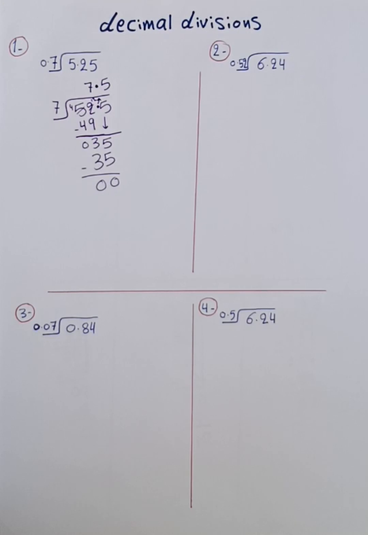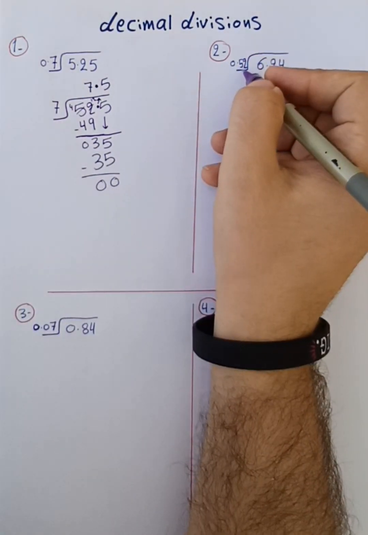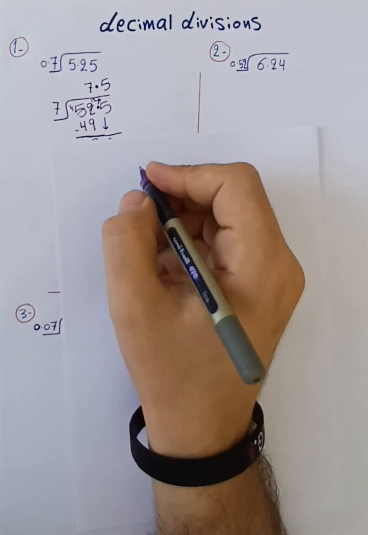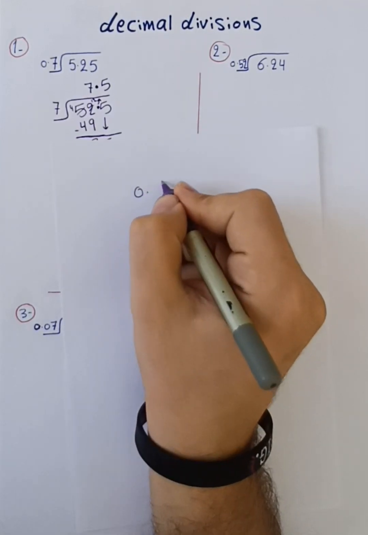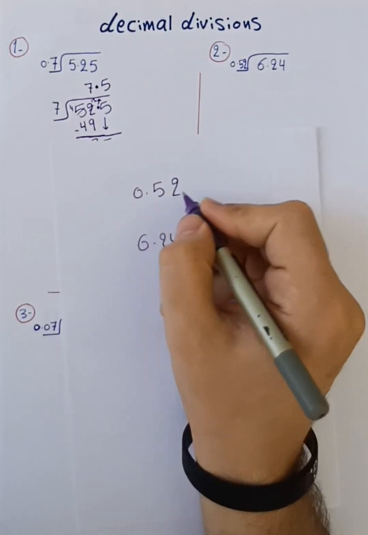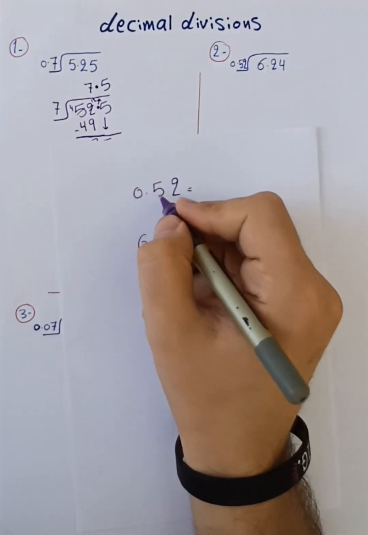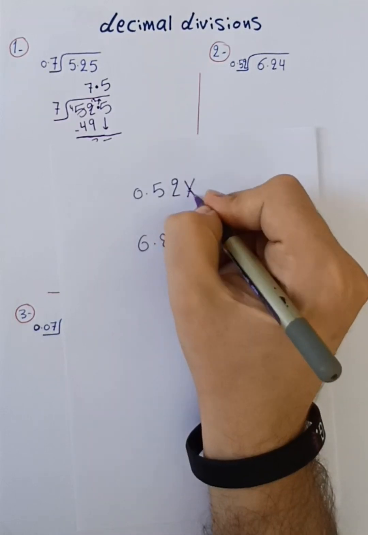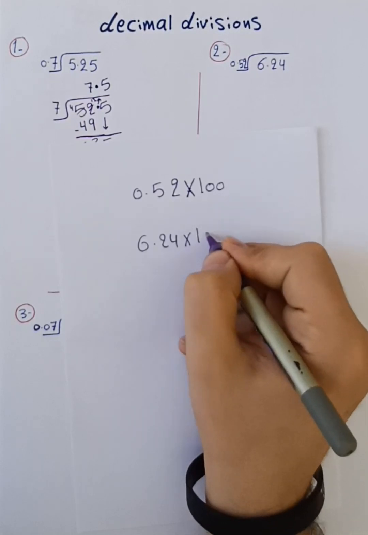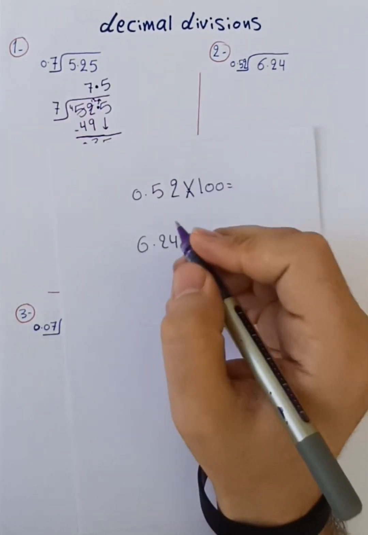Example number 2, we have 6 and 24 hundredth divided by 0 and 52 hundredth. First of all, the divisor is a decimal number, so you have to change this decimal number into a natural number. We have 0.52 and 6.24. The divisor after this point has two numbers, so we have to multiply this decimal number by 100. We have to multiply the dividend by the same number.